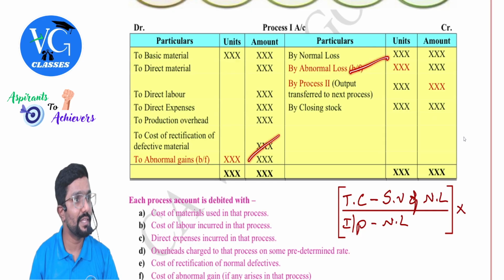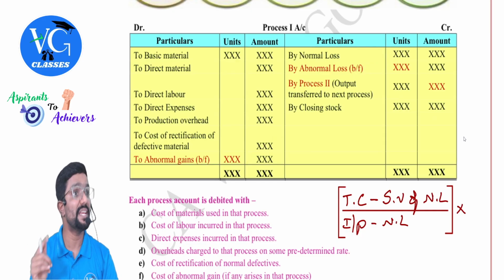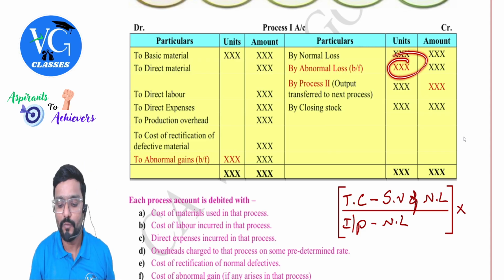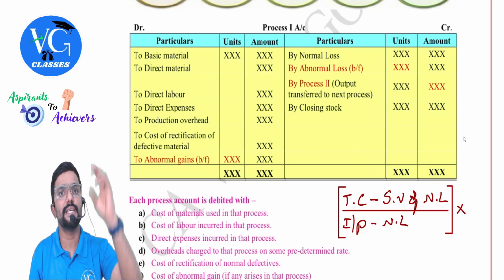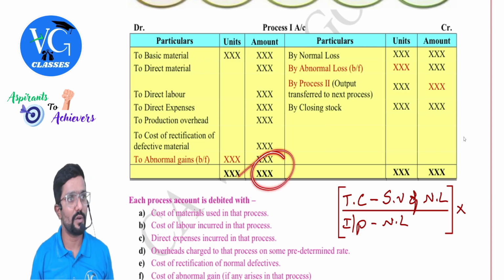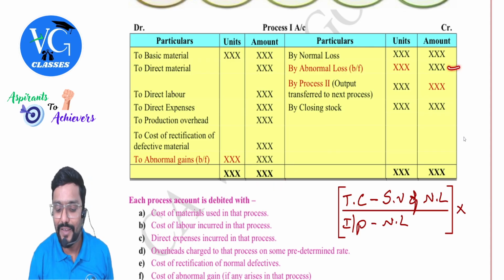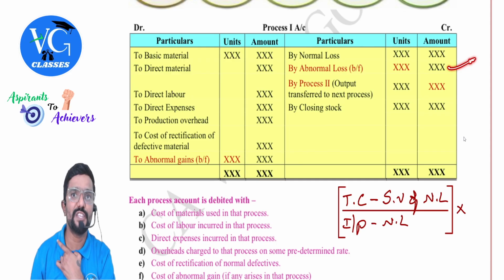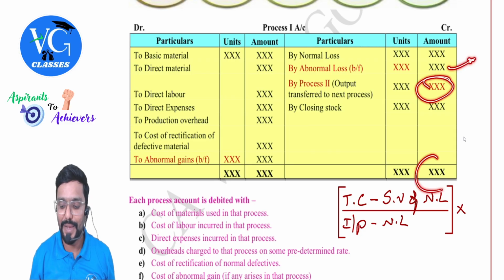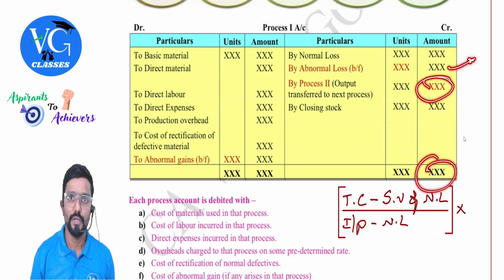I have given both here in the format. That doesn't mean that you will get both. That is why I have highlighted. Whatever I have given in red color is like a balancing figure in the units column. Once I close the units column, now come to the amount column. Now you need to calculate the value of abnormal loss using the formula which I just now explained. Then output, you can keep it as a balancing figure in the amount column.